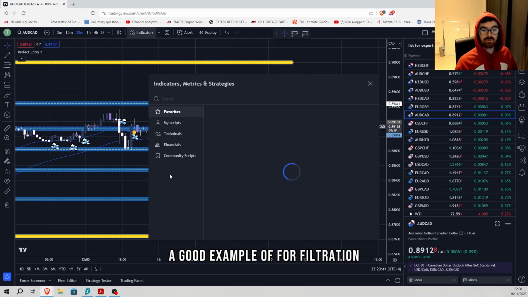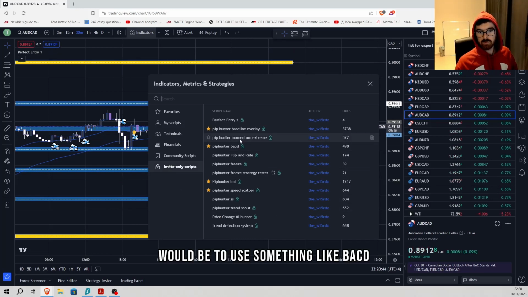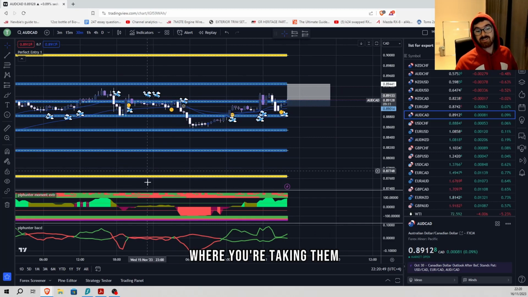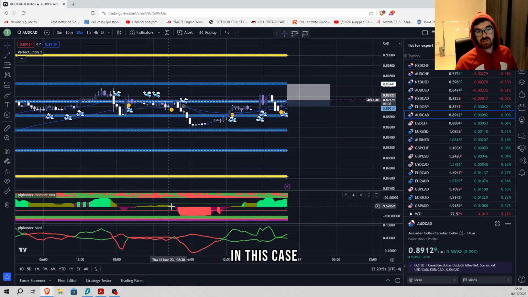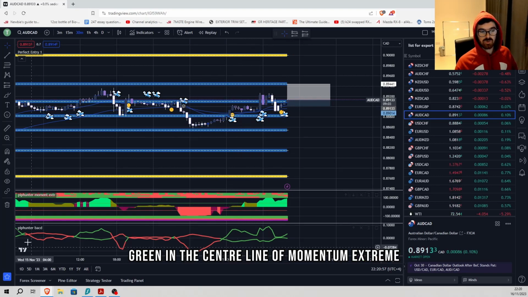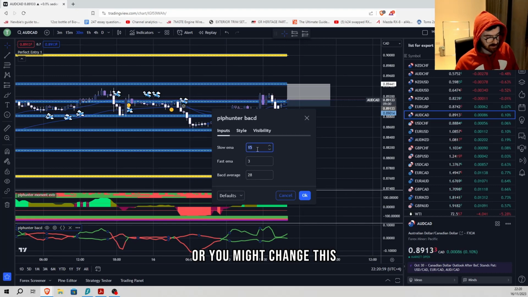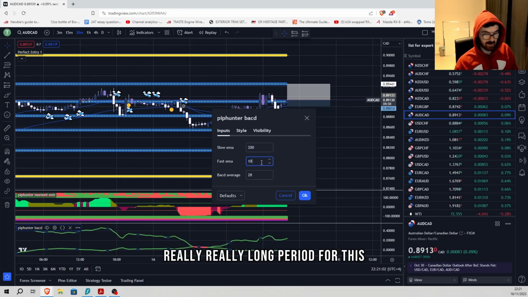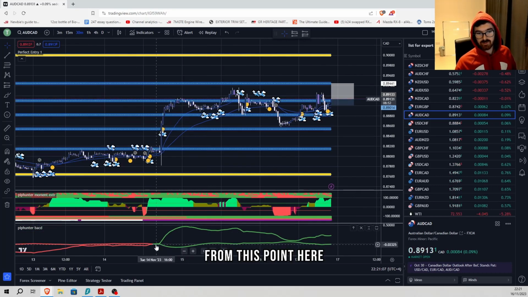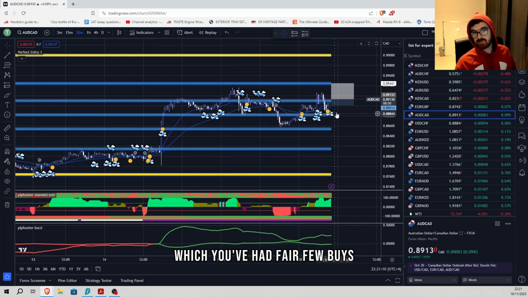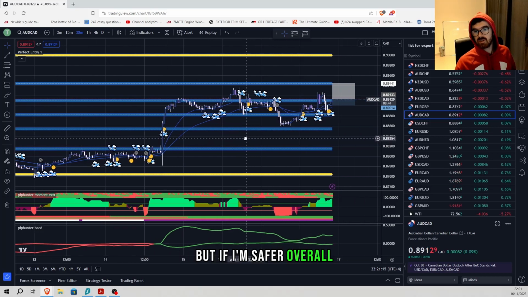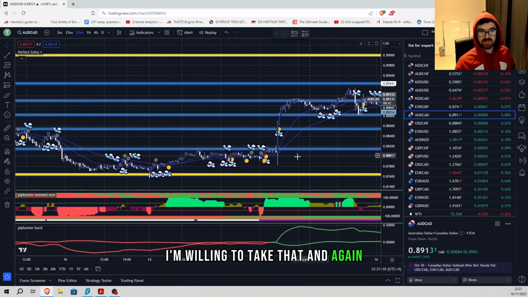A good example for filtration would be to use something like BACD or Momentum Extreme. I'm going to give you some examples where you're taking them when you're on trend. So for instance, in this case, you might take only buys when you've got green in the center line of Momentum Extreme, or you might change this. I like this as a higher time frame, really long period for this, where you say I'm only taking buys from this point here, which you've had a fair few buys, most of them were pretty good. You did miss a couple of reasonable shorts, but if I'm safer overall, I'm willing to take that.